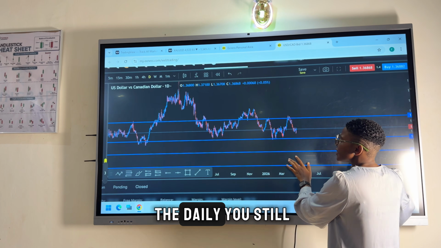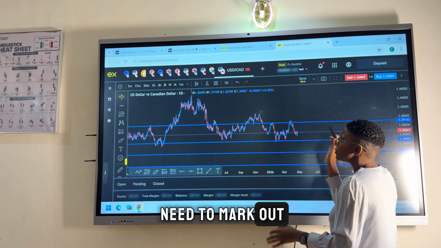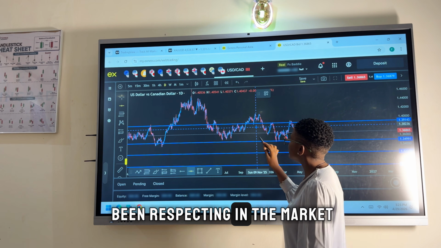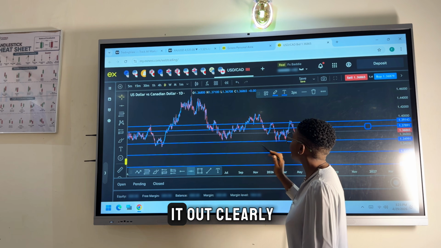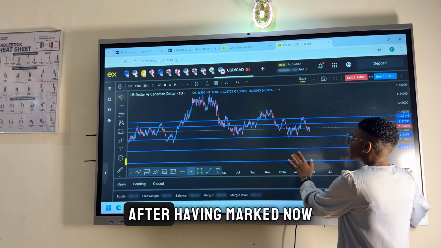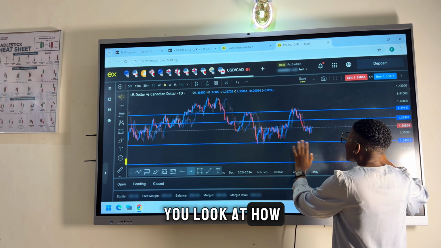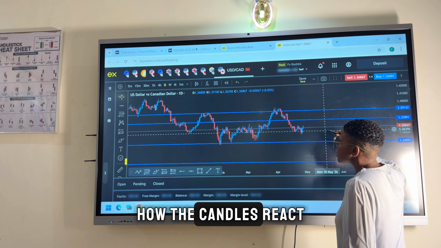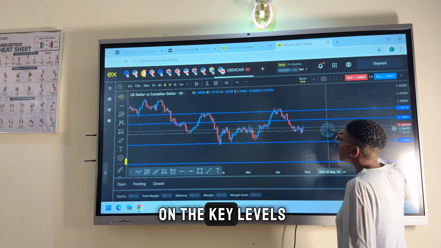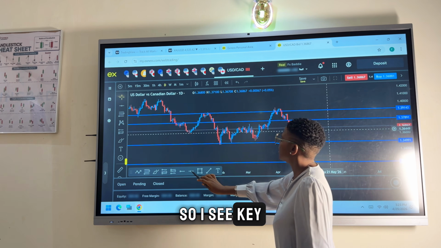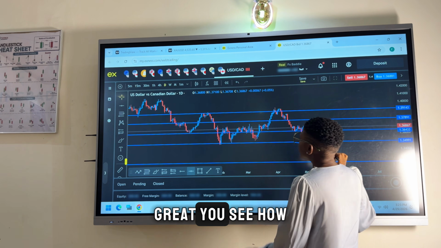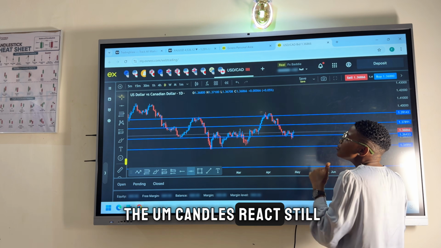So on the daily, you still need to mark out your key levels that price has been respecting in the market. You need to mark it out clearly. After having marked, now you look at how the candles are forming, how the candles react on the key levels. So I say key level here, I'll just quickly mark it. Great. You see how the candles react.